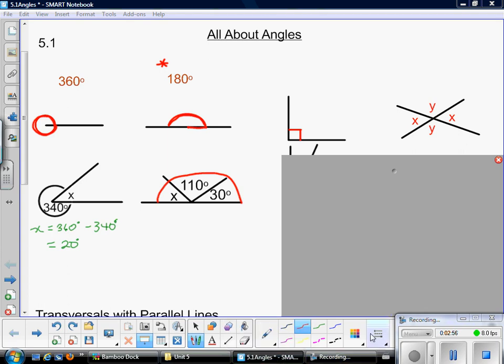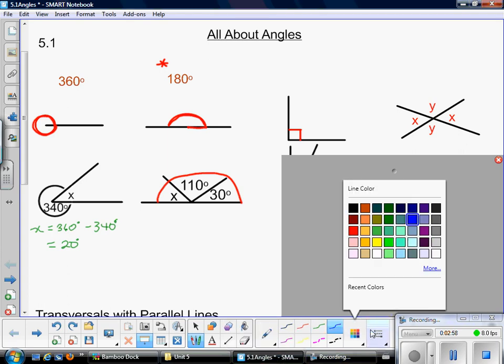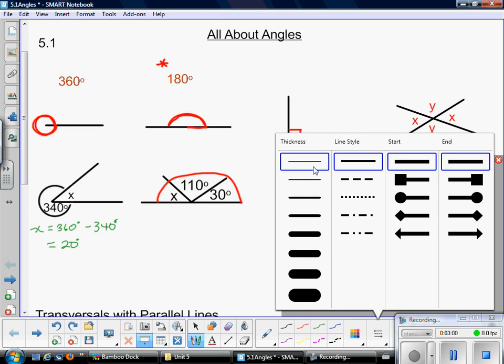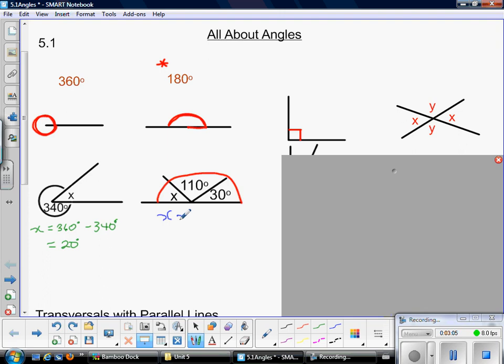So in this case, if I want to find x, same kind of process. I have 180 degrees. Okay, so x in this case equals 180, take away the 110, take away the 30. So I'm actually taking away 140 for a grand total of 40 degrees. So pretty easy arithmetic there.